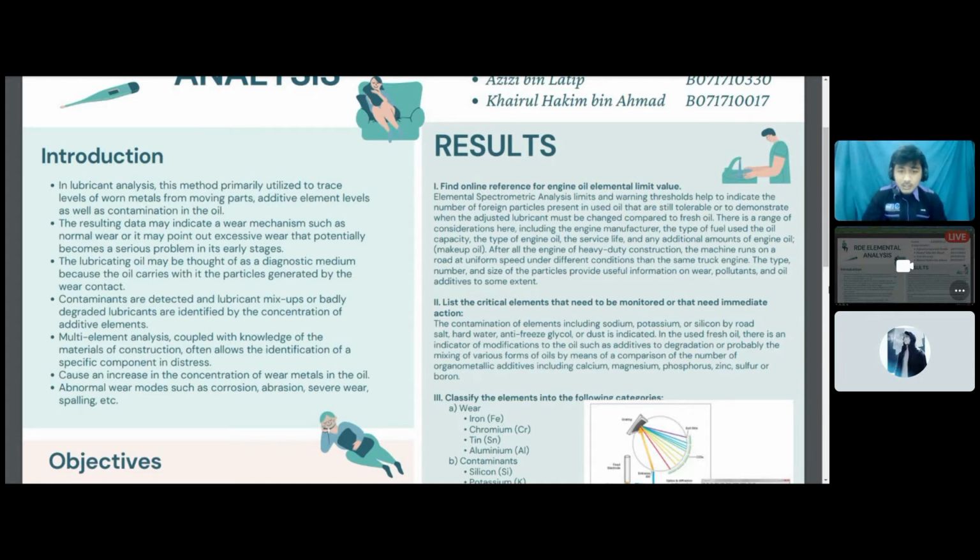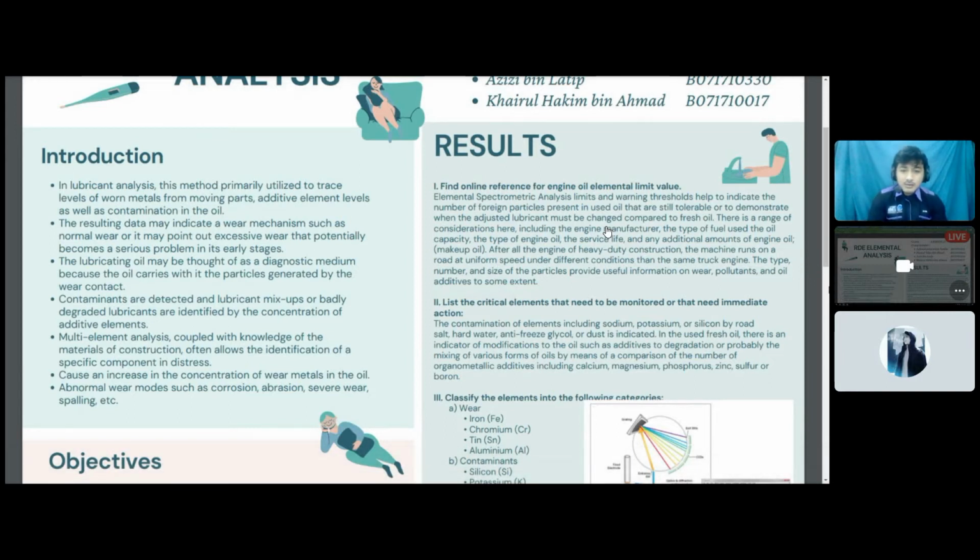Okay, today I'm going to talk about these lab results. Number one is to find online reference for engine oil and elemental limit value. Firstly, elemental spectrometric analysis limits and warning thresholds indicate the number of particles present in used oil that are still tolerable, or demonstrate when the lubricant must be changed compared to fresh oil.